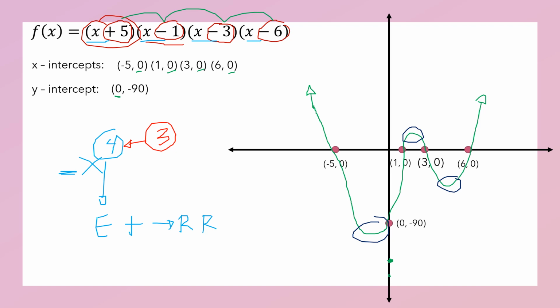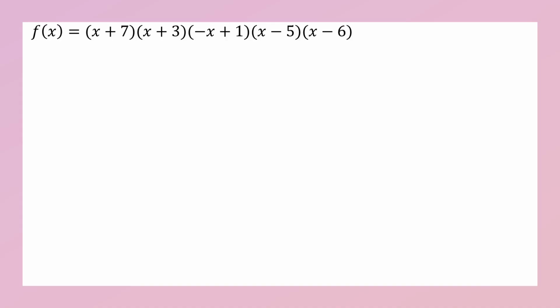Example number 2. F of x equals x plus 7 times x plus 3 times negative x plus 1 times x minus 5 times x minus 6. Again, we need to determine the intercepts, specifically the x-intercepts and the y-intercept.